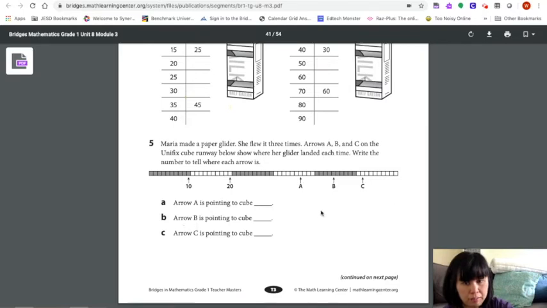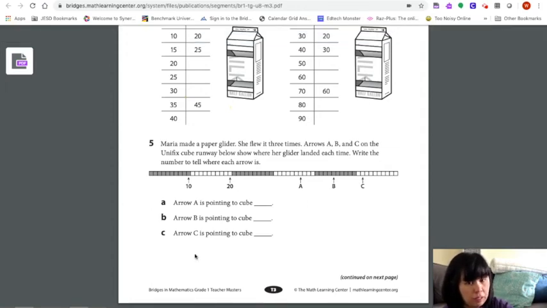Arrow B is pointing to cube. So whatever number do you think that might be? And C, arrow C is pointing to cube. All right. I will be back for the last page.